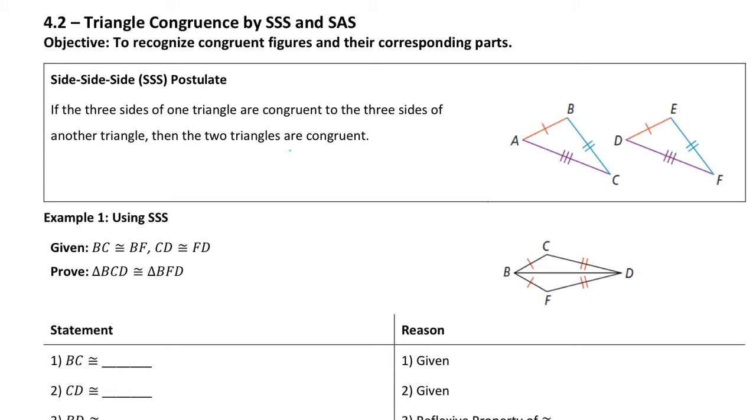The first shortcut is called the side-side-side postulate. What it states is that if three sides of one triangle are congruent to the three sides of another triangle, the two triangles are congruent. So in these two triangles, AB is congruent to DE, BC is congruent to EF, and AC is congruent to DF. So if we can prove that all three sides of two triangles are congruent, then we can say that the triangles are congruent.